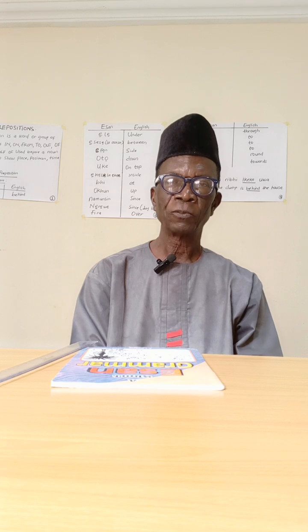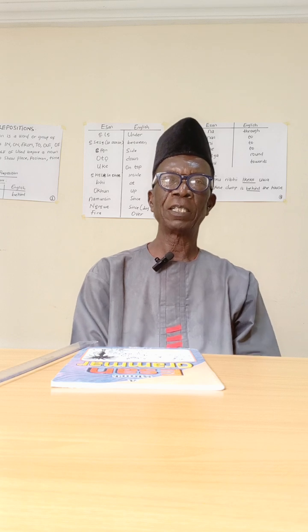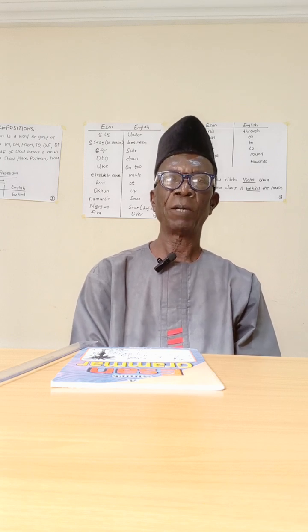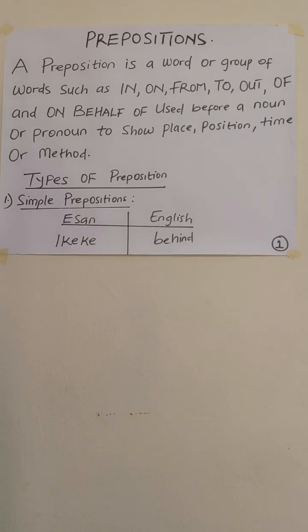Whether it's on top, whether it's under, whether it's in front, whether it's behind. We are going to look at the table or the board one by one and be able to tell you which is which. Let's go to the board. Now we are dealing with prepositions.